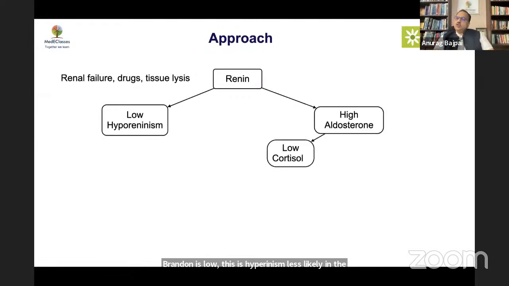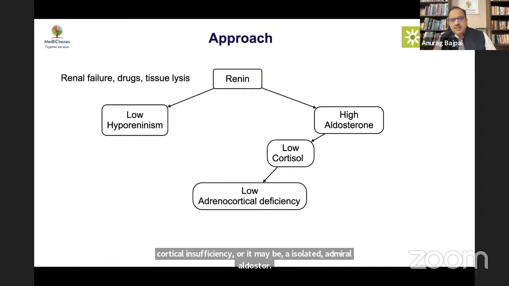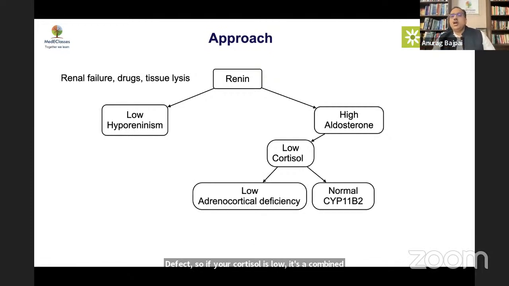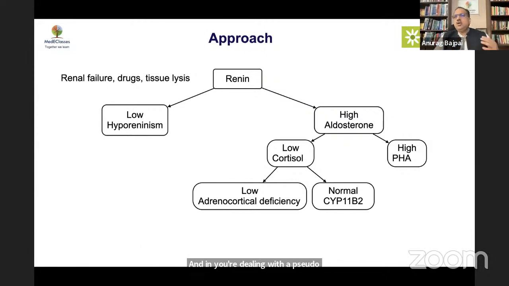And with that, if your aldosterone is low, it may either be an adrenocortical insufficiency or it may be an isolated adrenal aldosterone defect. So if your cortisol is low, it's a combined defect, a primary adrenal insufficiency. If cortisol is normal, you're thinking of an aldosterone synthesis problem. On the other hand, if you have a high aldosterone and a high renin, you're dealing with a pseudohypoaldosteronism. So here maybe you will look at whether it's a transient or a permanent cause.